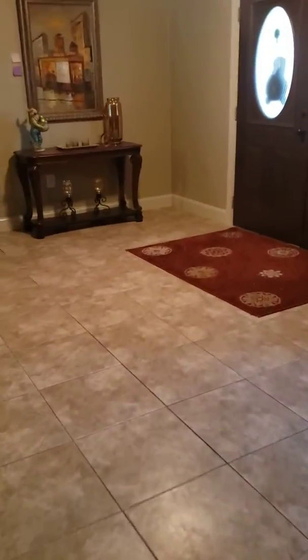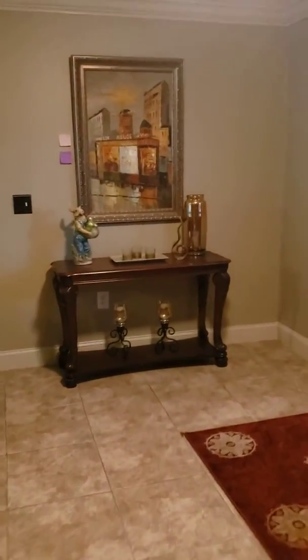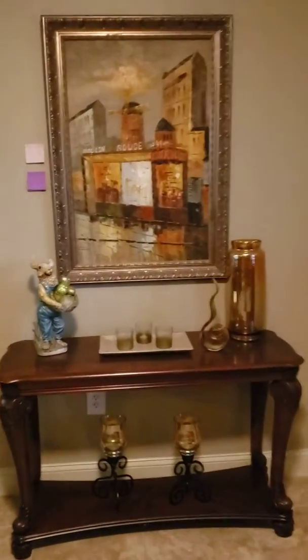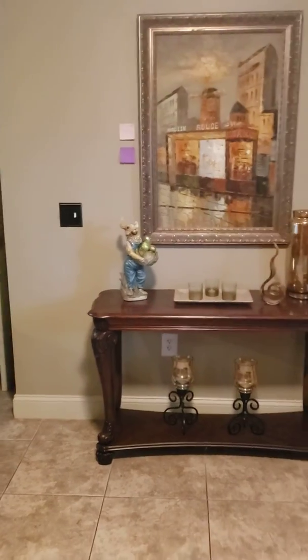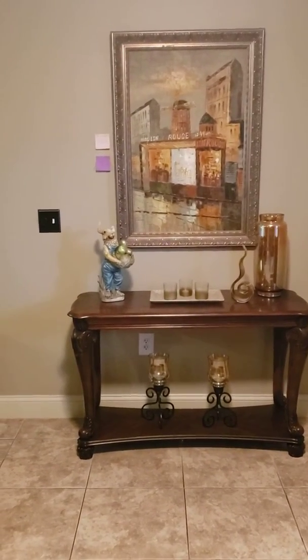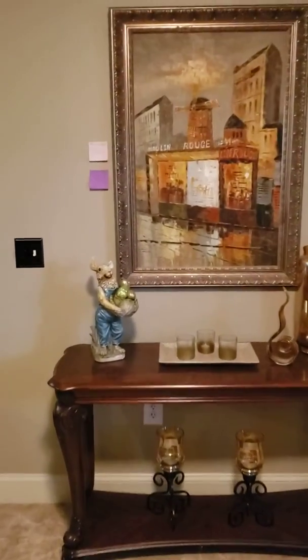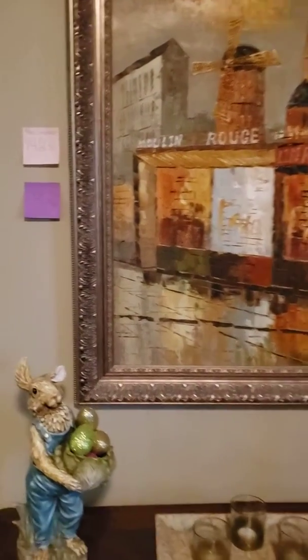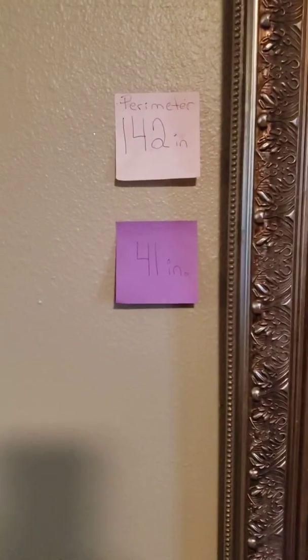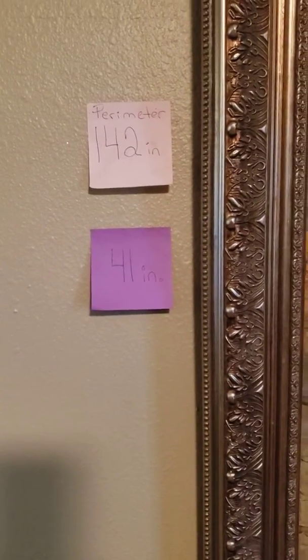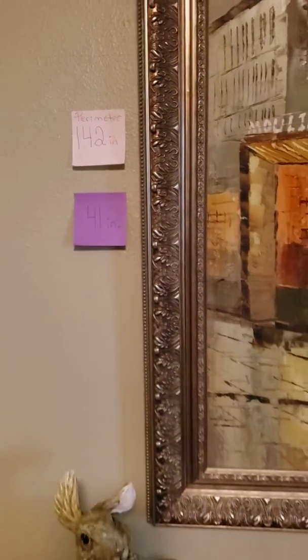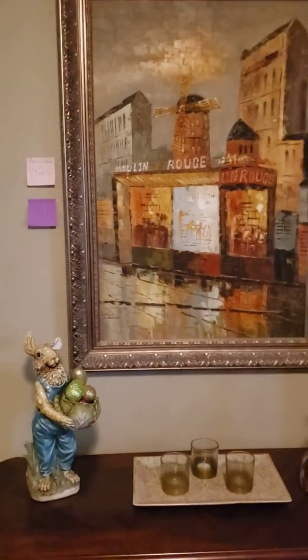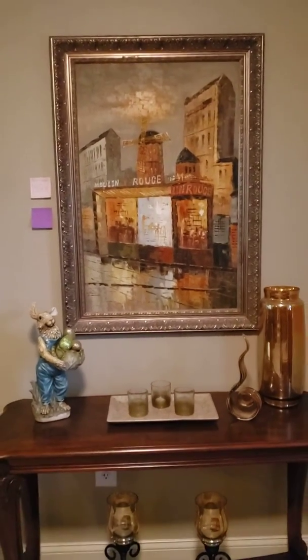And the last one for today, as an example, is our picture in our foyer. So what I've done is I measured in the bottom, even though it's on the side here, the bottom measurement, bottom width, is 41 inches. And the entire perimeter is 142 inches.